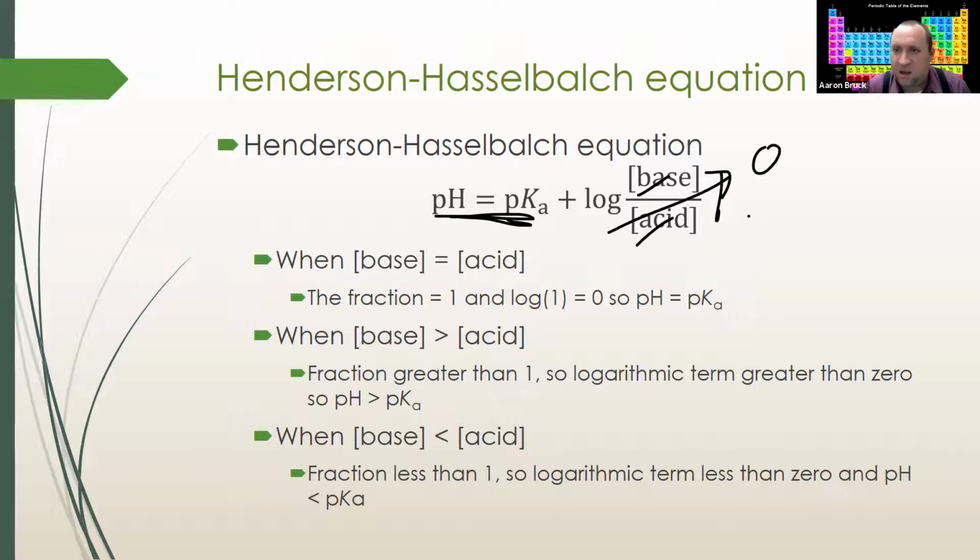This is what the half equivalence point in a titration is all about. When we hit that half equivalence point, we have equal amounts of acid and its conjugate, and therefore the pH and the pKa are the same.